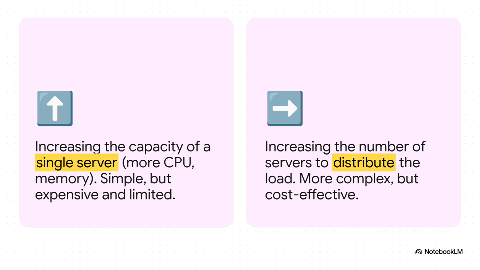Or you can scale horizontally. This is like building an army of smaller, cheaper robots. It's way more complex to manage, yeah, but if one robot breaks, the rest of the army just picks up the slack. This is how the big guys do it.